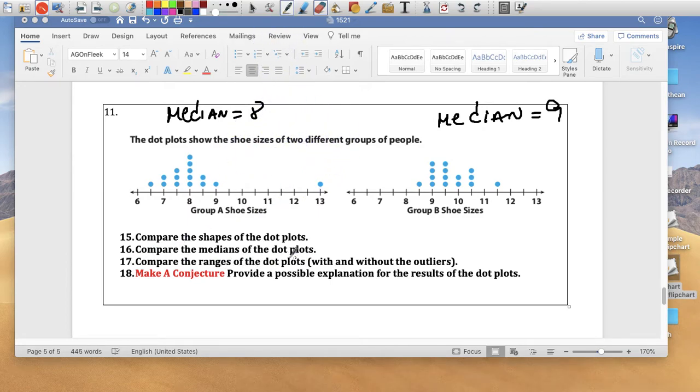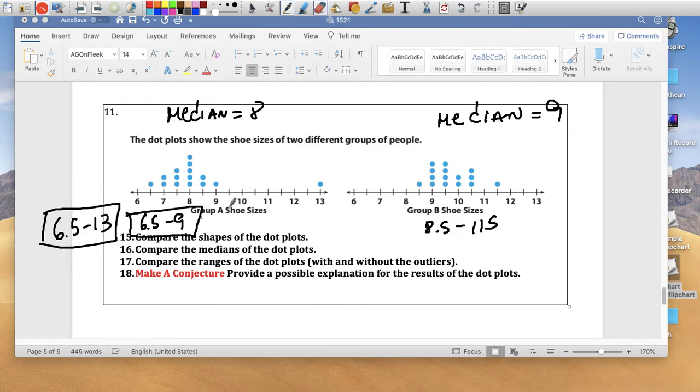Compare the ranges of the plot with and without the outlier. So the range here was what, 6.5 to 9, and the range here was 8.5 to 11.5. So actually, it says with and without the outlier. So 6.5 to 9 without the outlier, and with the outlier, 6.5 to 13. Okay, so if we take this guy out, then it's 6.5 to 9. If we leave him in, it's 6.5 to 13. So gigantor over here played a role depending on if you're calculating with or without the outlier.